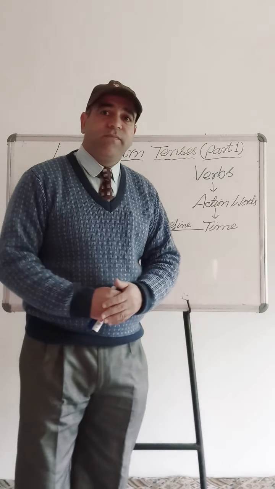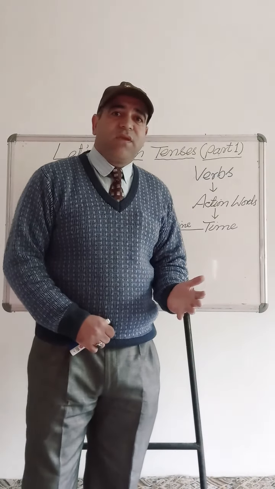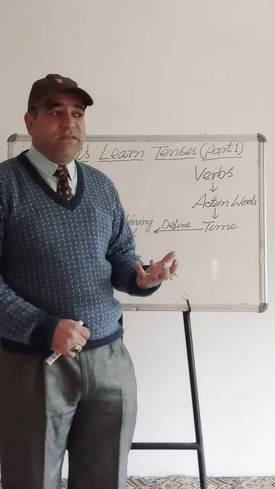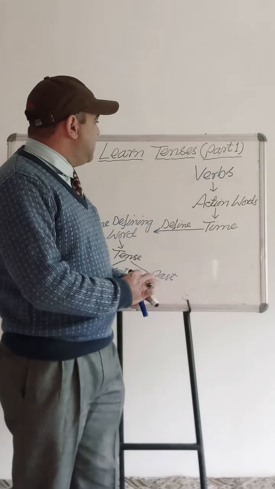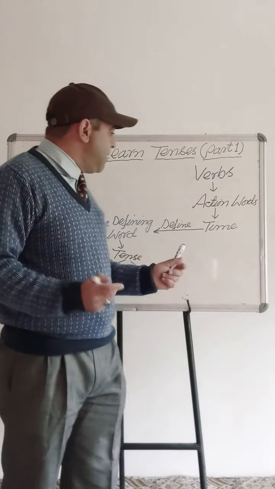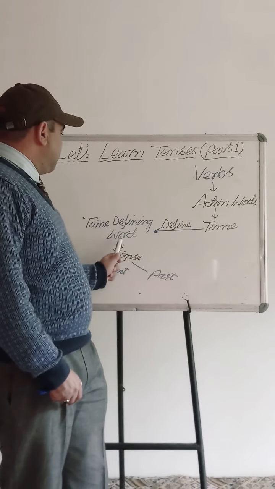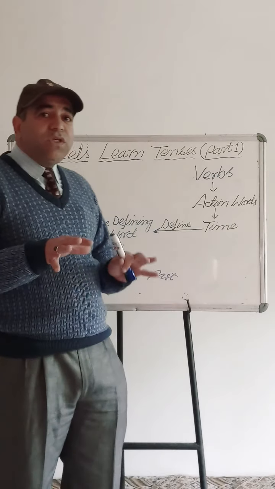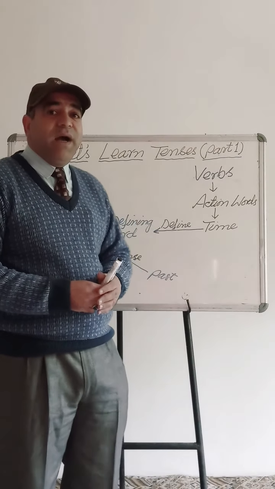In part 1, we will discuss what a tense is, what the different forms of a verb are, and what their nature is. Verbs are action words; they indicate time. To define this time, the duty is entrusted to a word called the time defining word, that is called tense. Now the job of the tense is to define the time indicated by the action words.